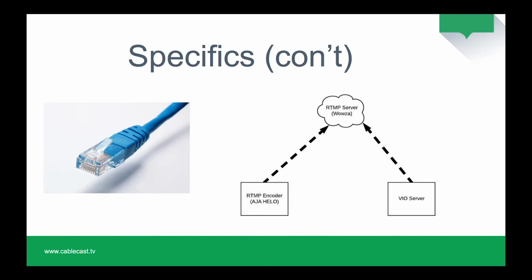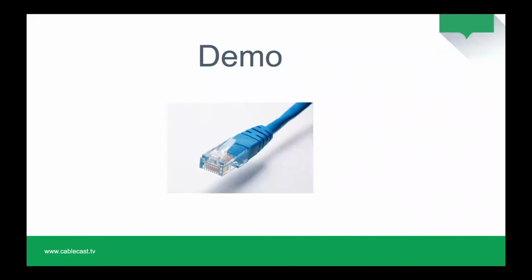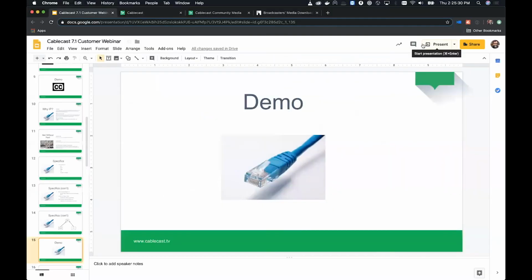So your VIO server or Flex server will act as a viewer to an RTMP stream. The encoder will act as an encoder that pushes up to a server, and then your Cablecast equipment will need to act as a viewer and view that content. A common RTMP server is Wowza. So let's get into the demo and see how some of the new network streams work.